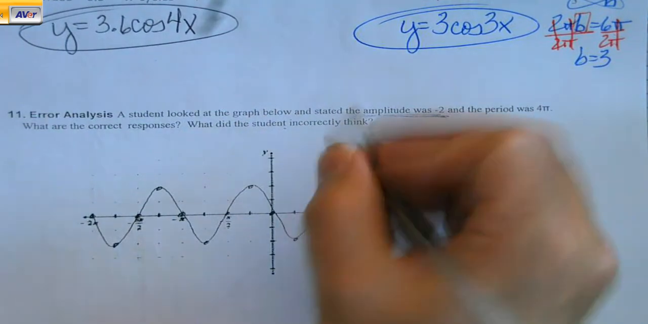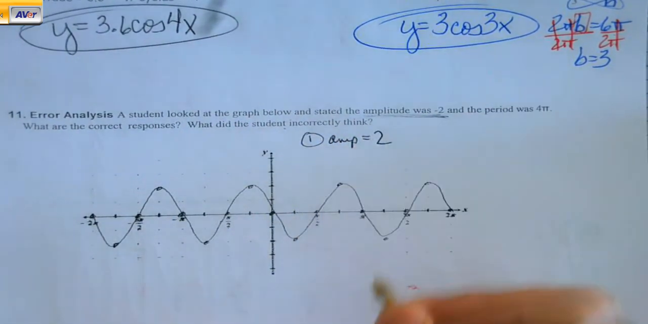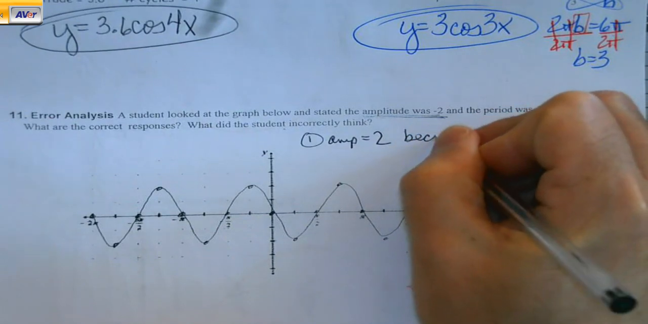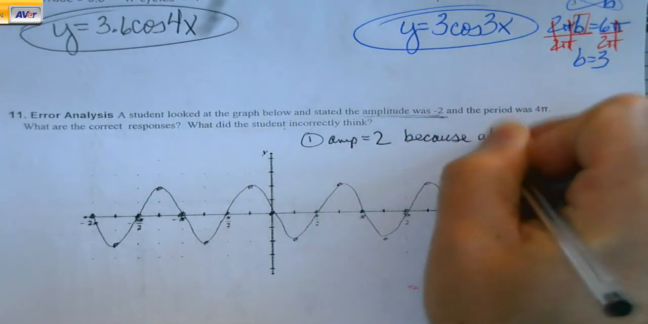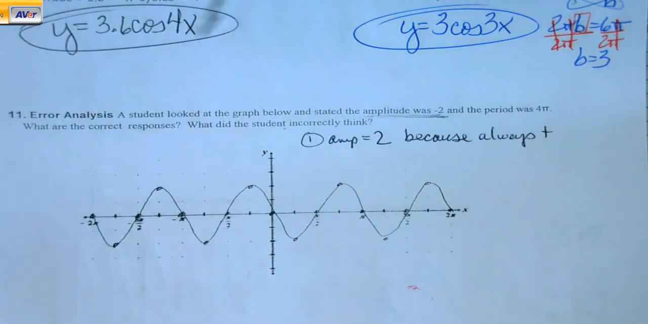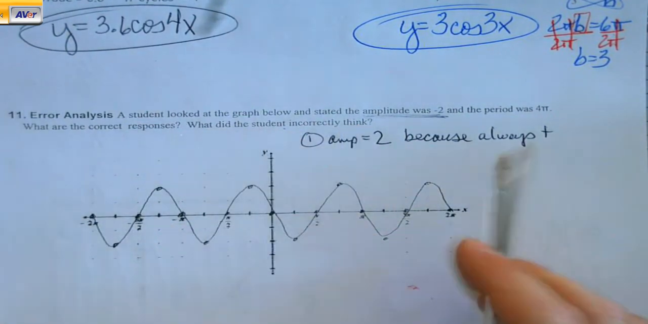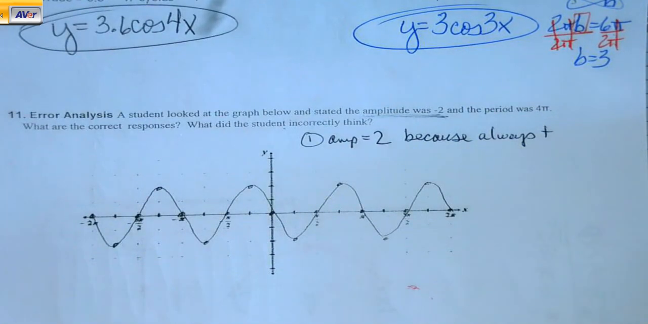So, first, amplitude is +2 because amplitude is always positive. You can kind of take care of both things that way because it says, what did the student incorrectly think? That's how you're kind of fixing it for them. So that's solid. Now here's the other part.